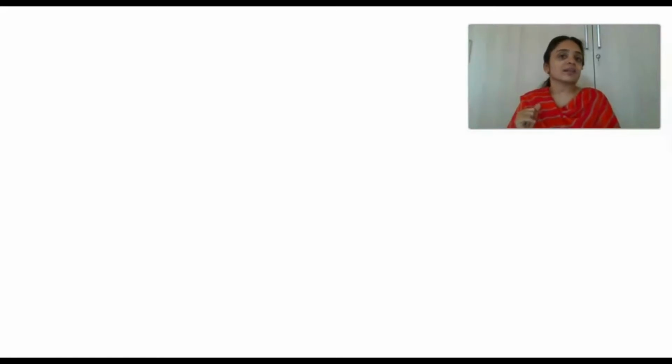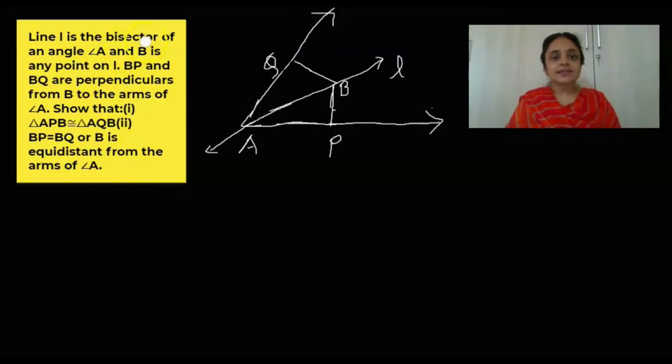So let us start now. Fifth question is, line L is the bisector of an angle A and B is any point on L. So L is the bisector of angle A and B is any point on this L. BP and BQ are perpendiculars from B to the arms of angle A. What are the arms of angle A? It is this arm and this arm, right? So BP and BQ are the perpendiculars to these arms.